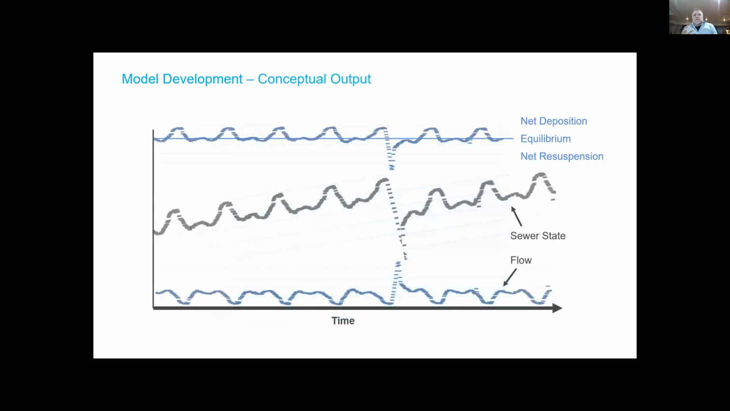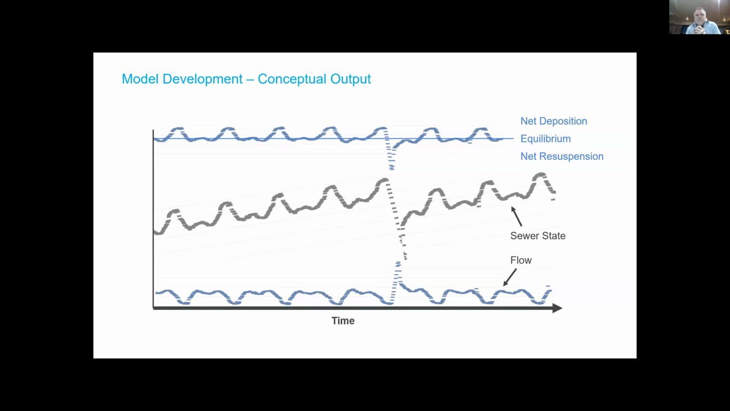And so what does it conceptually look like over time? This is just a conceptual picture, but if you have, say, 4 dry days to start this period of time, you see that the sewer state is filling up, and you're getting this net deposition and some resuspension every day, but you're getting a net deposition. And then it rains. And when it rains, depending on what the sewer state is, it will resuspend a mass of material. And how much mass of material is a function of how full the sewer is at that particular time. And then the sewer state goes back to dry weather and starts to rise again.